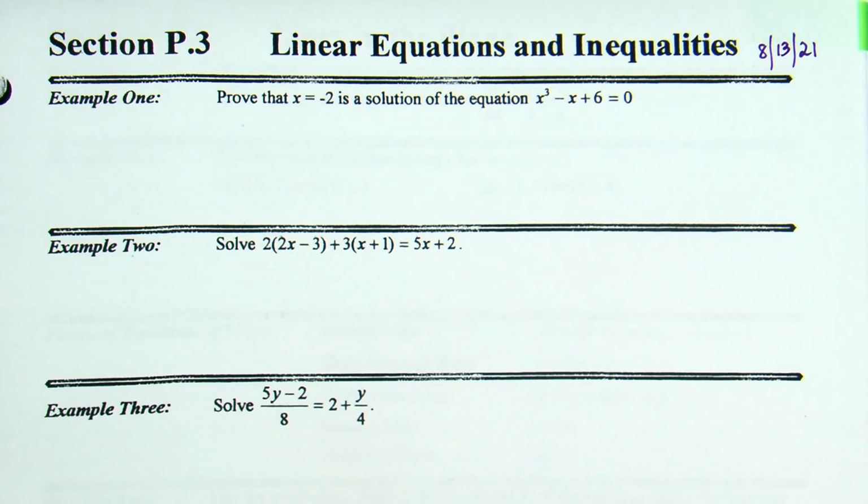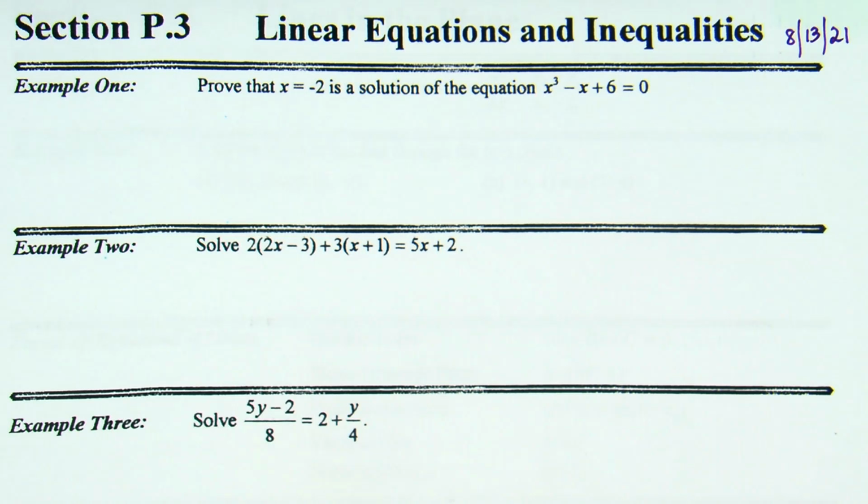So example 1. Prove that x equals -2 is a solution of the given equation x cubed minus x plus 6 equals 0. How do I show something is a solution? What makes it a solution? Okay, if you plug it in, it works. Exactly what I need to hear. Go back to that, I don't know, was that elementary, middle school? Plug it in. Does it work?